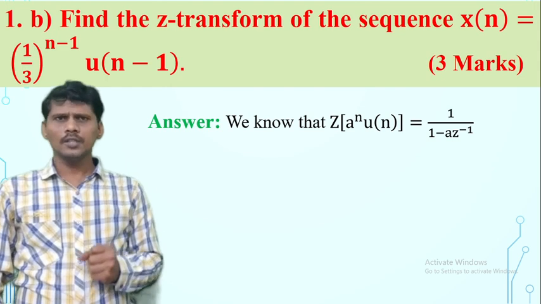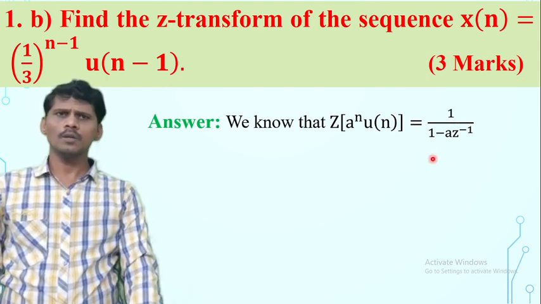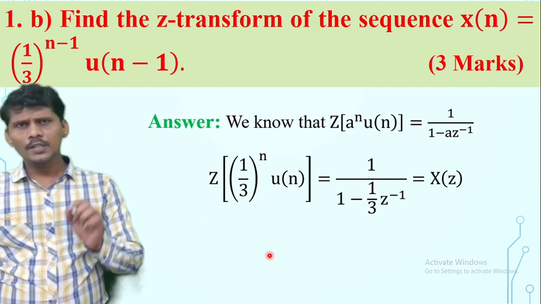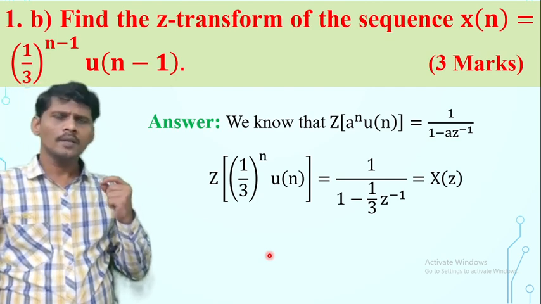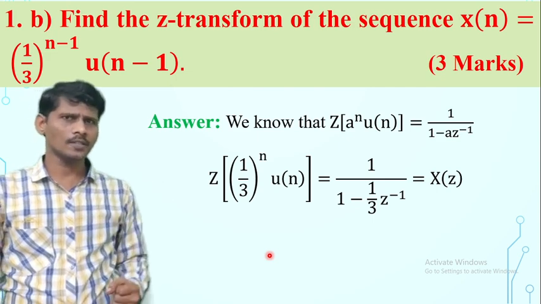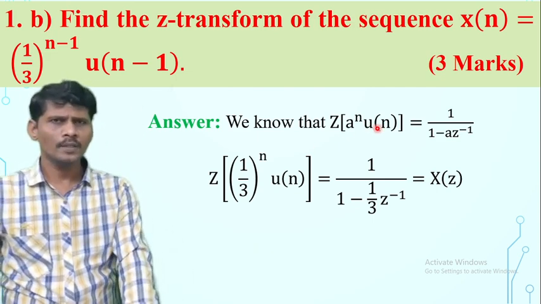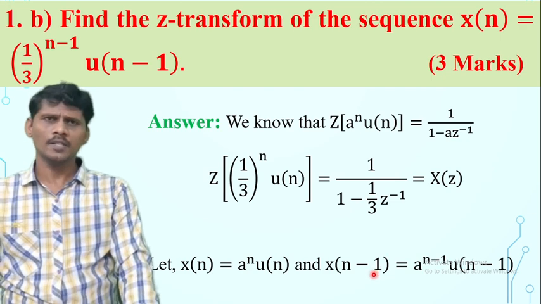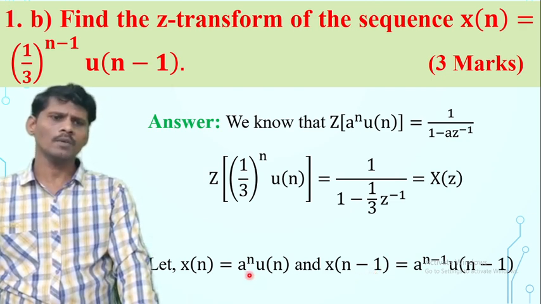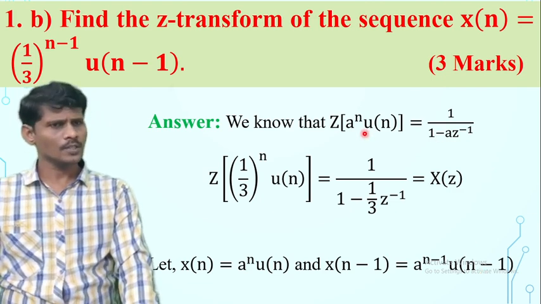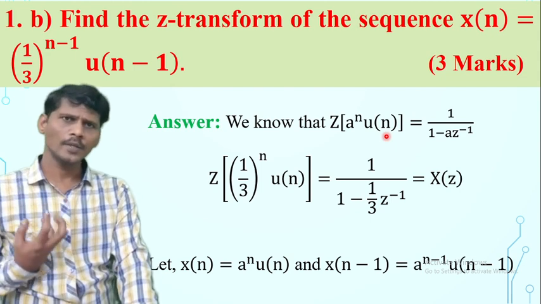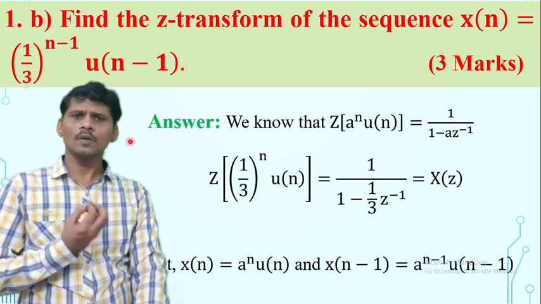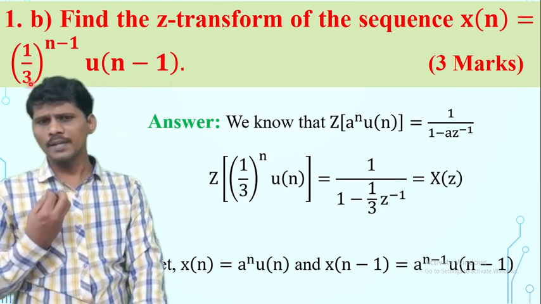So we know that the z transform of a to the power n u of n is 1 by 1 minus a z inverse. Similarly, the z transform of (1/3) to the power of n u of n is 1 by 1 minus 1/3 z inverse, which is considered as x of z. Now here a to the power n u of n is considered as x of n, and n is replaced by n minus 1, we get x of n minus 1. X of n minus 1 is a to the power n minus 1 u of n minus 1. Now here small a is 1 by 3.